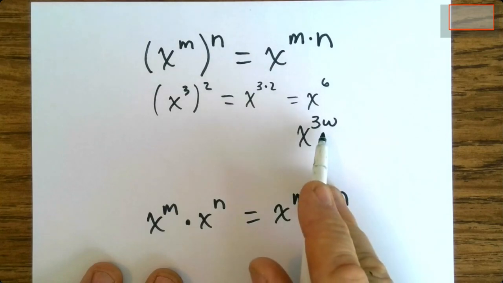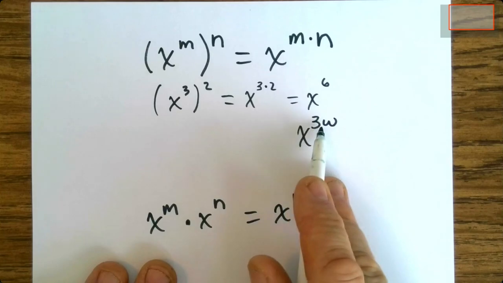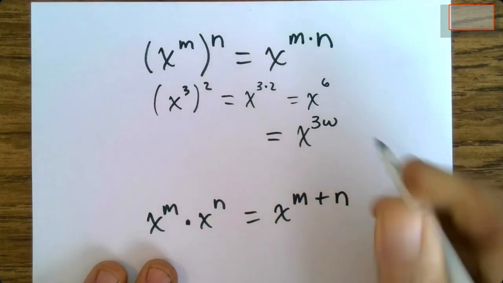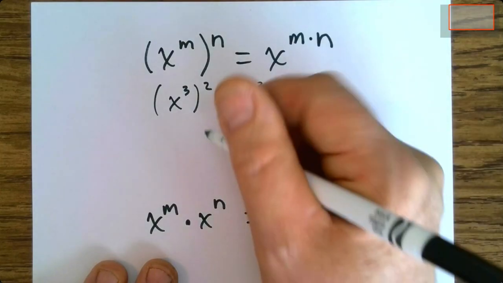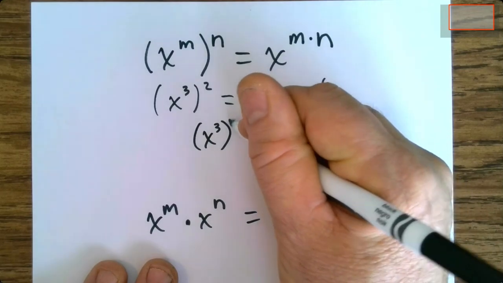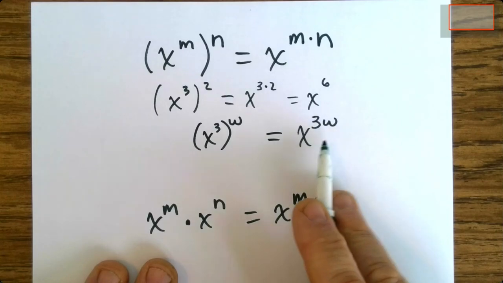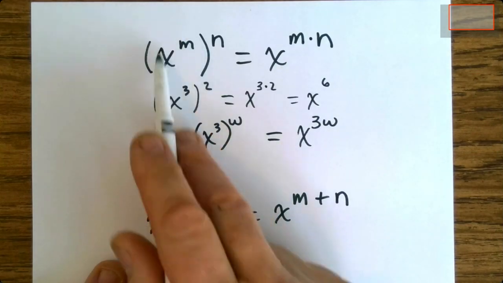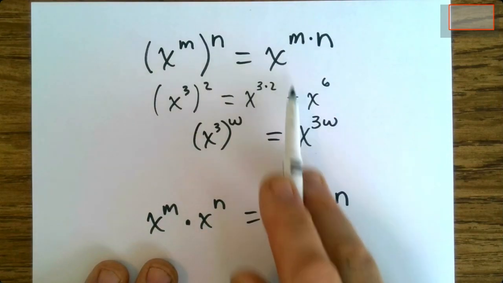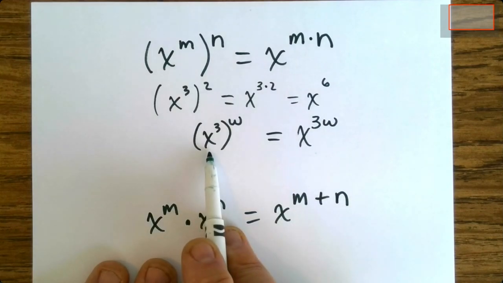Well, this is a product, right? So I know that I can break this down. I can rewrite this as x to the third, and then that gets raised to the w power, right? So I just want you to be aware that not only can I go from left to right, but I can also start here and use this relationship to go this direction also.